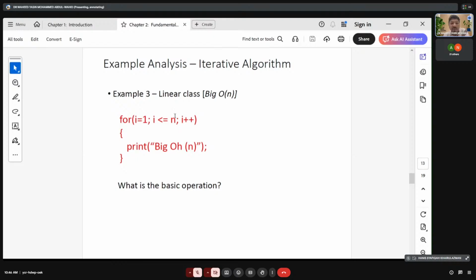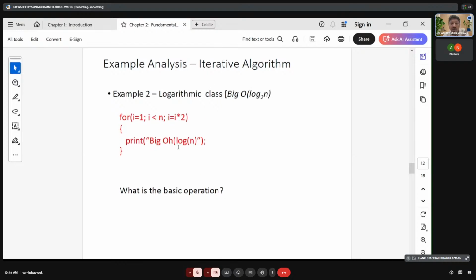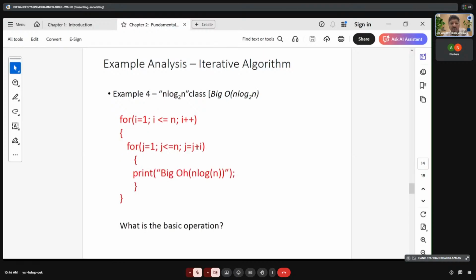Here, linear class, big O of n. Here we have i less than n, i plus plus, print, big O of n. We print this n times. Here, for the loop where i is multiplied by 2, we have log n. Here we have n log n if we have two loops: for i less than n, j equal 1 to j less than n, j equal j times 2, print, big O of n times log n.